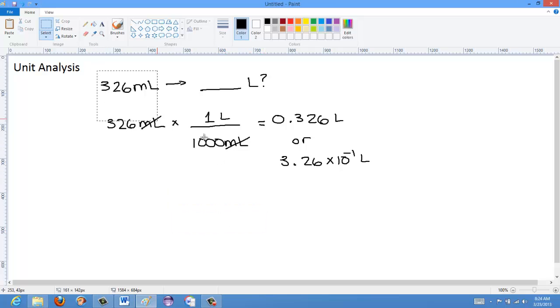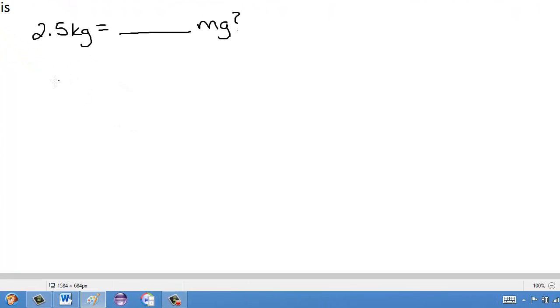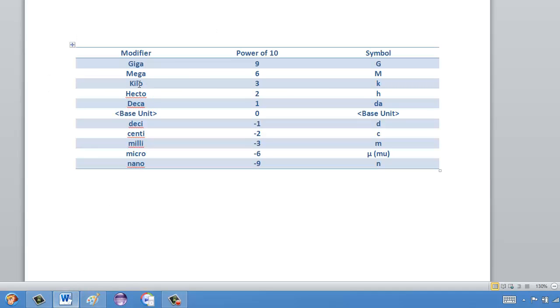Let's do another unit analysis question, and this will be the last one I'm doing for this video. Let's go with one that's a little bit more difficult: 2.5 kilograms. How many milligrams does that equal? Now we're doing it in 2 steps. This is 2.5 kilograms, and I need to get from kilograms down to milligrams.